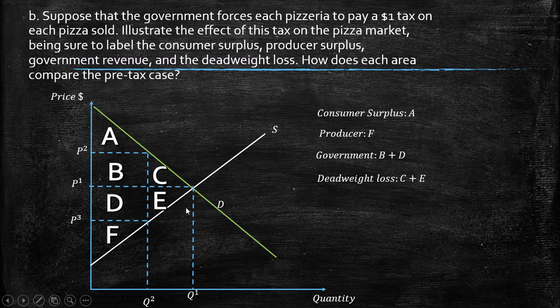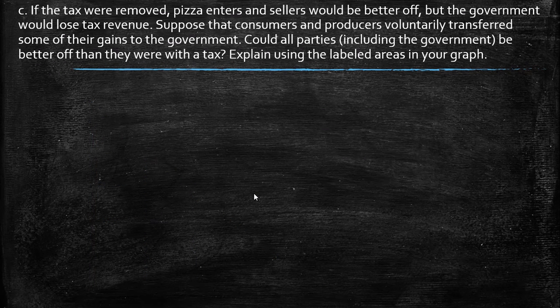But how can you explain this? C plus E is basically all the transactions that are avoided because of the change of the price, and it is not taken by the consumer, the government, nor the deadweight loss. So this is a new part, which is going to be the cost of taxation. Okay. So the C point: if the tax were removed, pizza eaters and sellers would be better off, but the government would lose tax revenue.